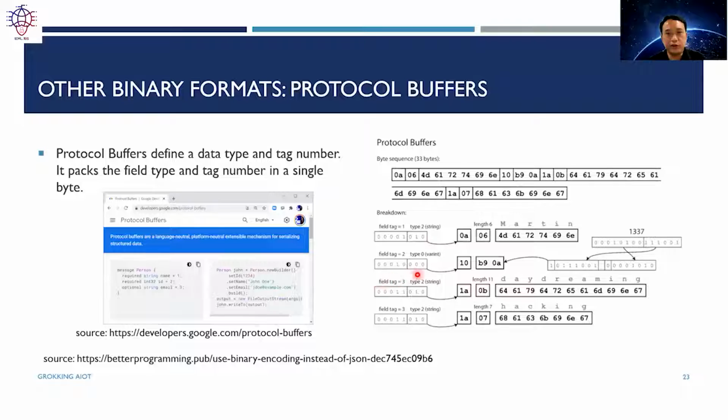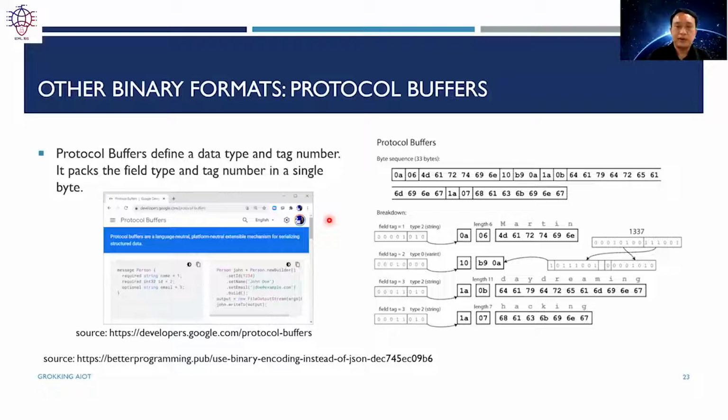They can also separate the other types, like string, which is again the same tag. So it packs the field type and the tag number within a single byte, rather than encoding it in many other separate bytes. So it's pretty efficient.